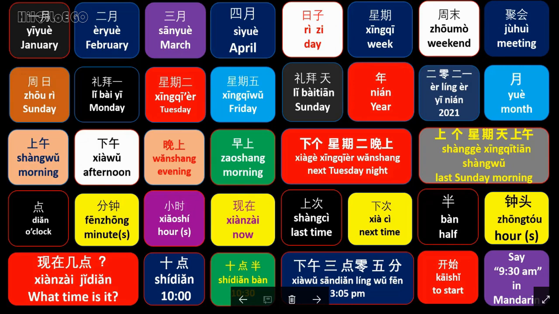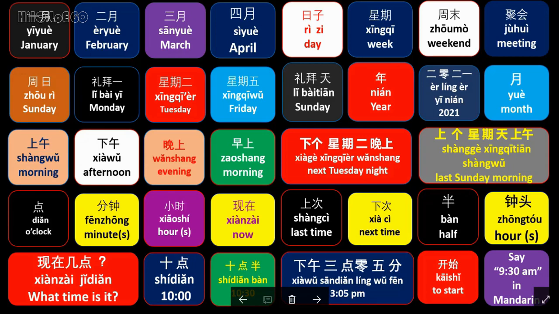So the first one is 星期, the second one is 周, and for Sunday, the word for Sunday rather, is 周日. 周日. Okay, so this is one way we can say Sunday. But while we're still here, I want to show you something.